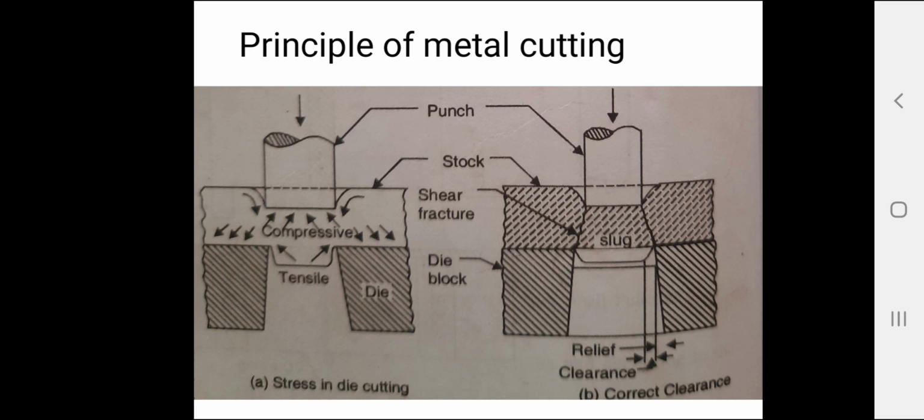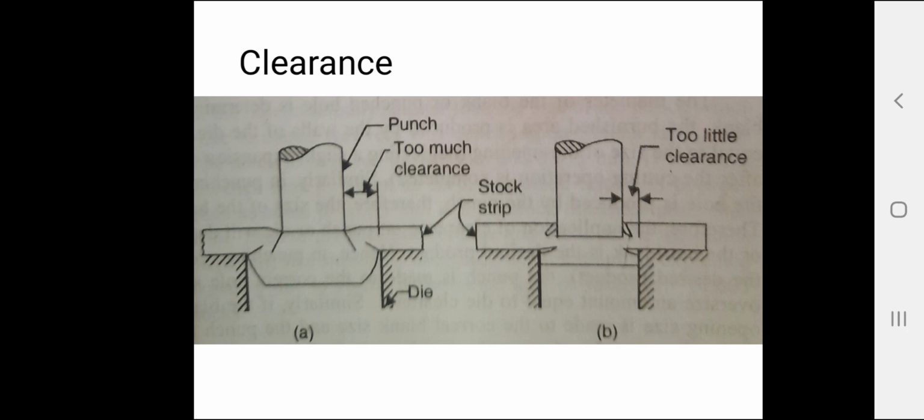So what is clearance? As is clear, the die opening must be sufficiently larger than the punch to permit clean fracture of the metal. This difference in dimensions between mating members of a die set is called clearance. The clearance is applied in different manners.